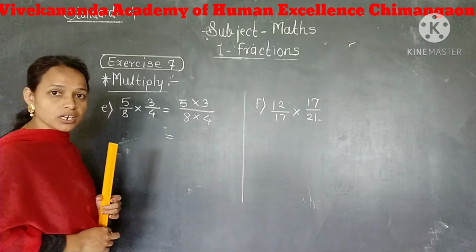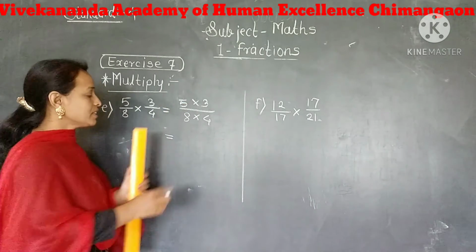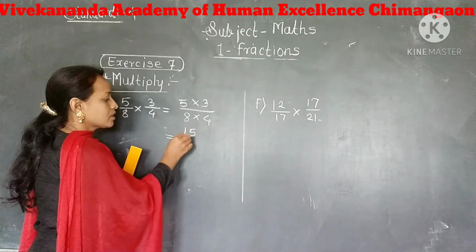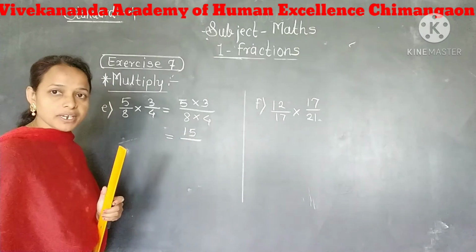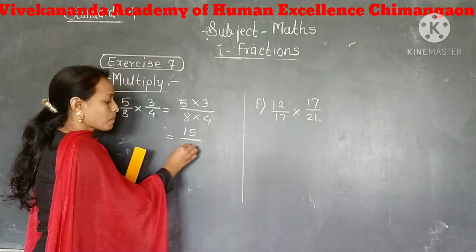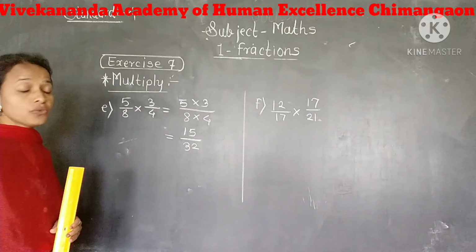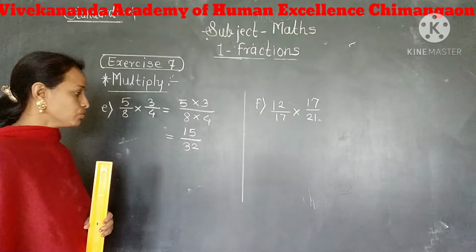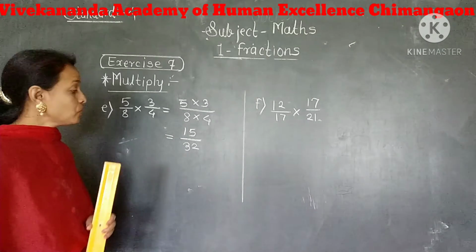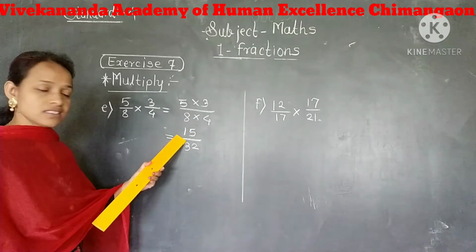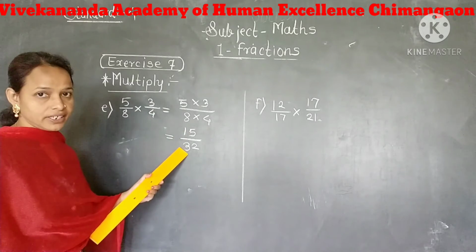Now we find the product of the numerators. 5 3s are 15 and the product of the denominators, 8 4s are 32. Now 15 and 32. So we get here the answer 15 upon 32.